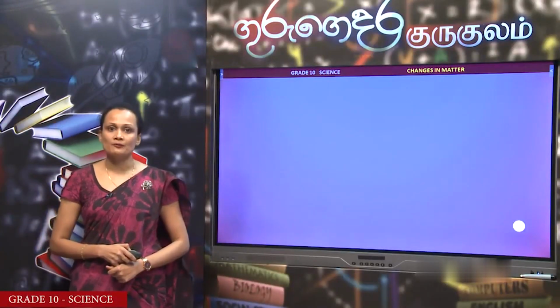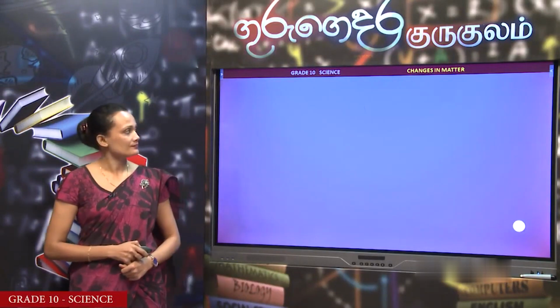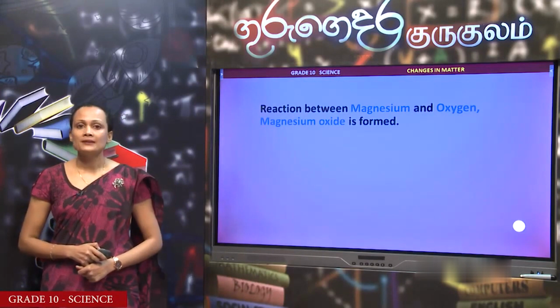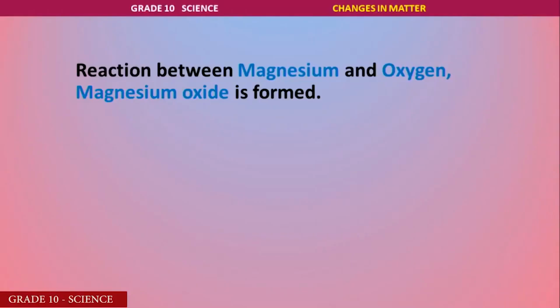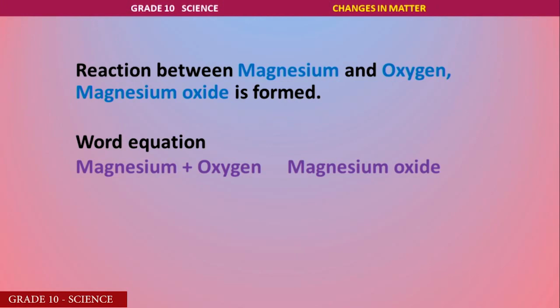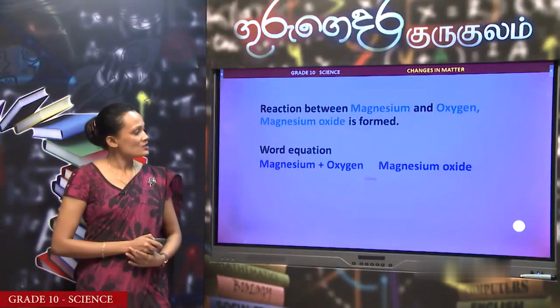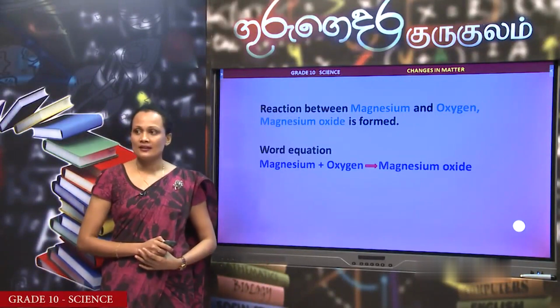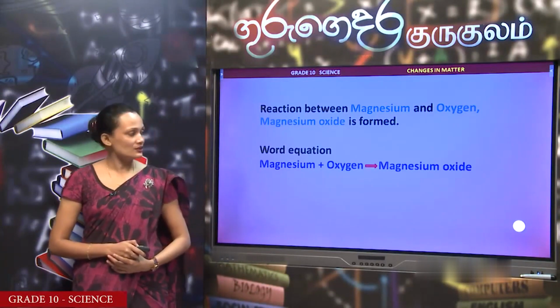Let's see some examples of chemical changes. First one, the reaction between magnesium and oxygen. Magnesium oxide is formed. Magnesium and oxygen are reactants. Magnesium oxide is the product. Now look at the word equation for that one. Magnesium and oxygen are reactants, that's why they are given on the left side. Magnesium oxide is the product, that's why it is given on the right side. So there is an arrow to represent the direction of the chemical reaction.